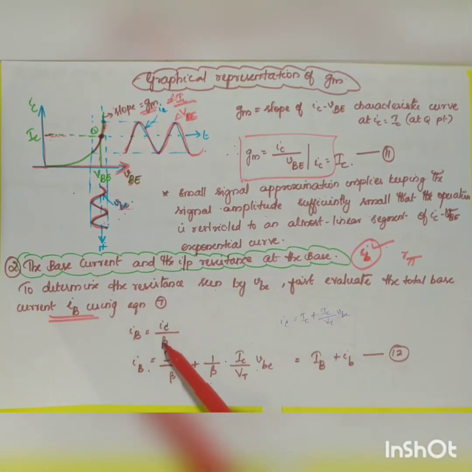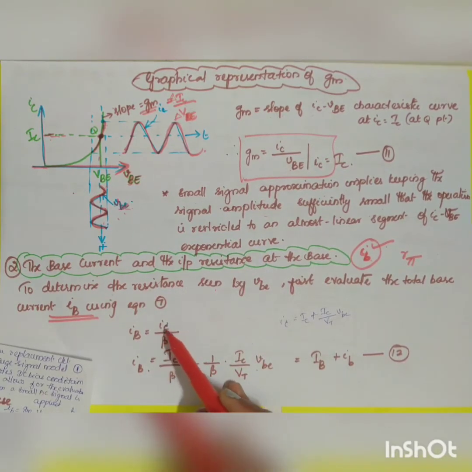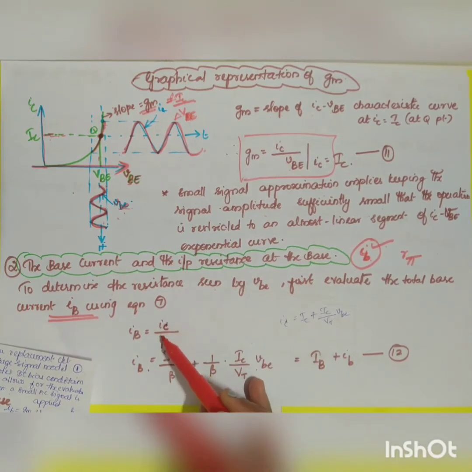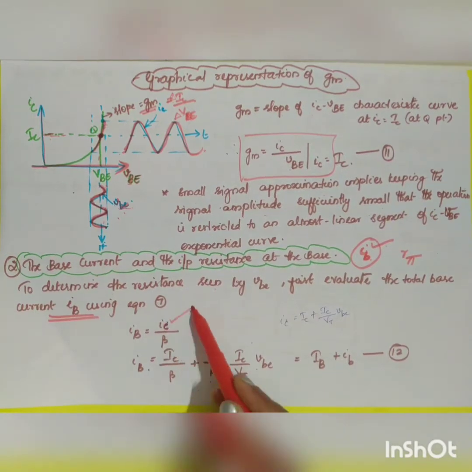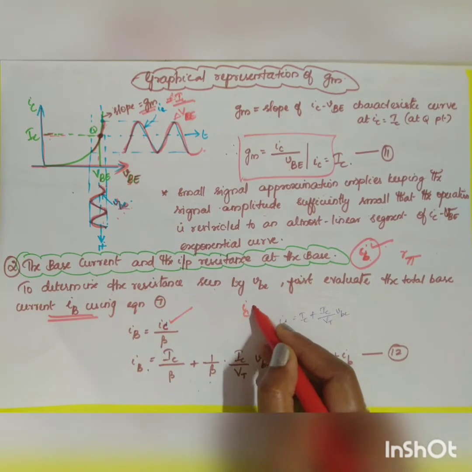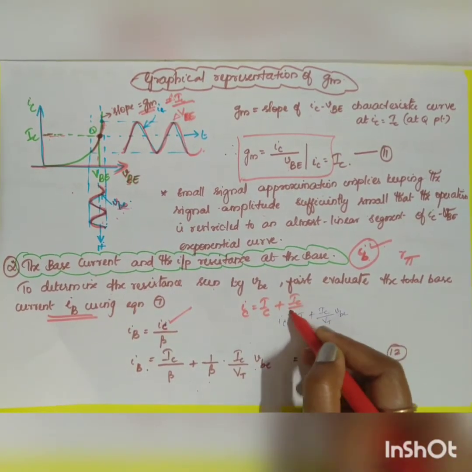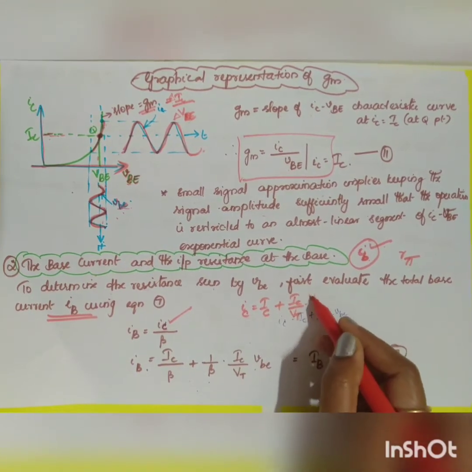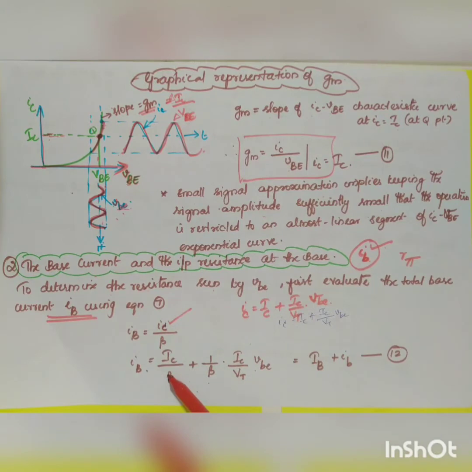So what will be your IB? As per your current equation, IB is equal to the total current IC divided by beta, right? Now instead of IC, can you substitute the value? What is your total collector current IC, your DC as well as your AC current? IC by VT into VBE, which we have seen in the last derivation. Just substitute this here, so you will be getting IC divided by beta.